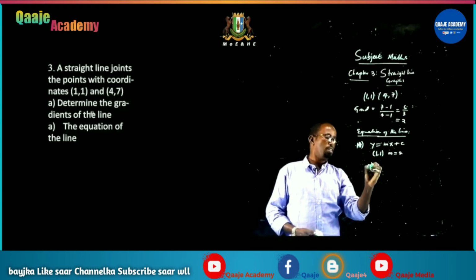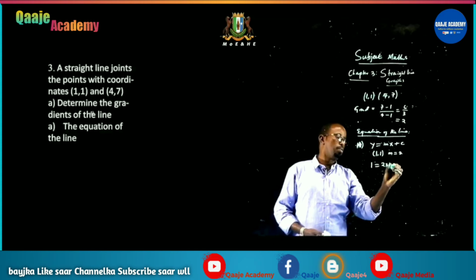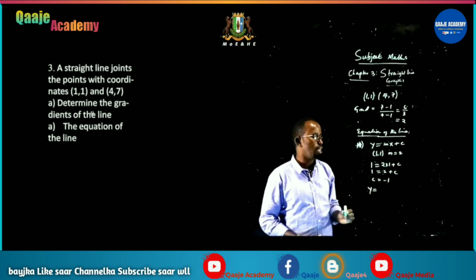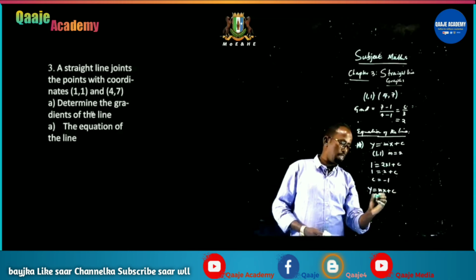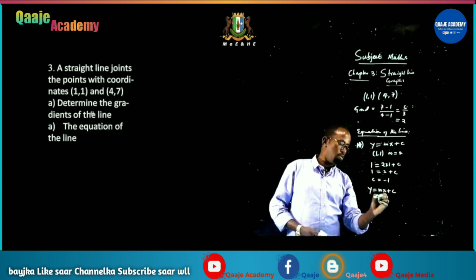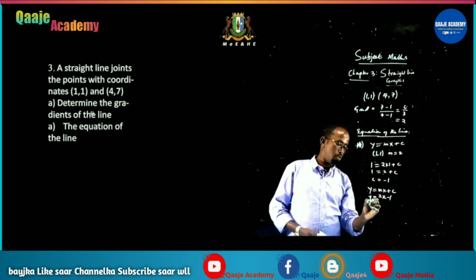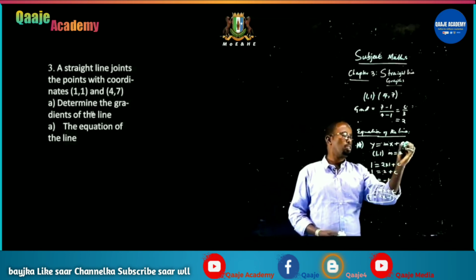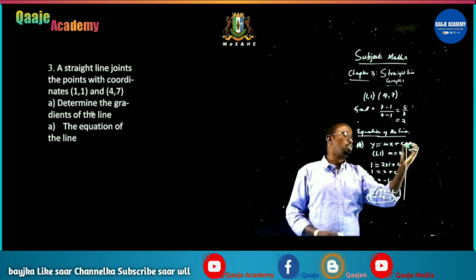y is 1, m is 2, x is 1, and then plus c. 1 = 2 + c, so c is equal to negative 1, and then this is the equation: y = mx + c, m is 2, and c is minus 1, so y = 2x - 1. That is method 1.